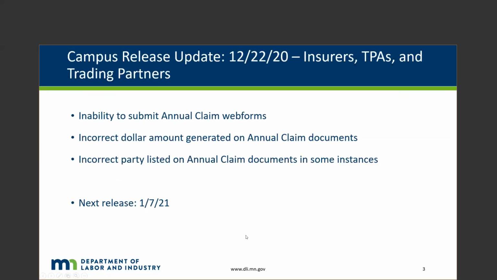So just jumping right in. These are some of the issues that were resolved in the 12/22 release, and they're mostly related to annual claim forms. So there was an inability for some users to submit annual claim web forms. We were seeing incorrect dollar amounts generated on these annual claim documents, and in some instances, the incorrect party was listed. So for example, a TPA maybe had filed it on behalf of one of their clients, and the incorrect party was just being listed on that document.